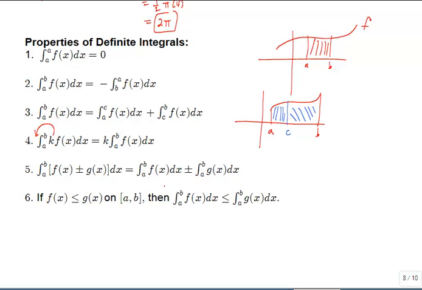And then the last one here says if you have a function f that is less than or equal to g of x on an interval, then the area from a to b under f should be less than or equal to the area under g from a to b. So again, this is very visual. If you think about a function f, which is lower than some function g, then from a to b, the area under f, which is this red stuff, is obviously going to be less than the area under g, which would be the blue stuff. So that's what that property is saying.